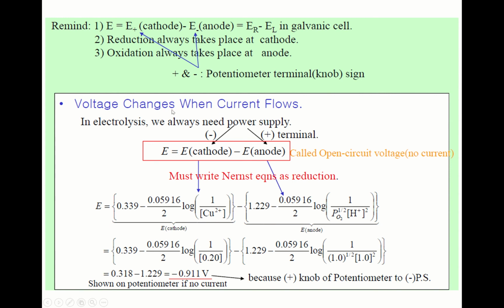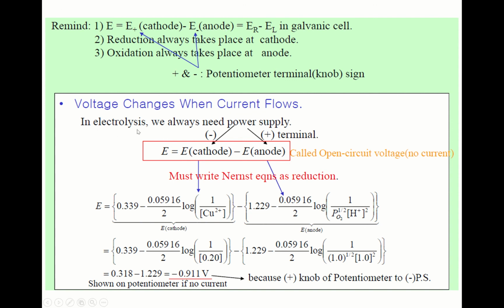And voltage changes when current flows. Now it is important to know why voltage changes when current flows. Current flows means what? As I said, current is the reaction rate in the electrochemical cell. So when current flows, that means the reactions keep going on. That's what current flows means.